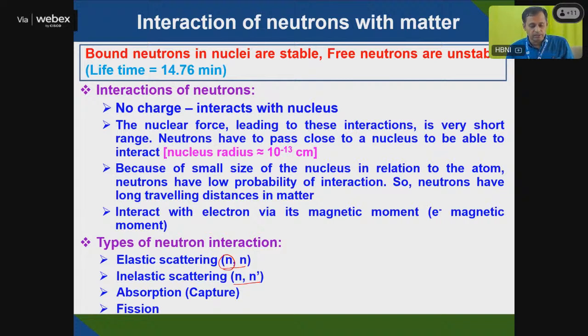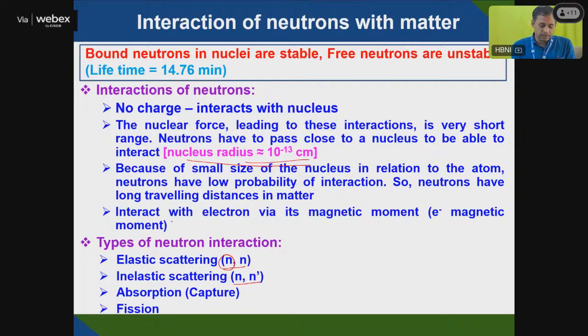So that is no charge here, being no charge, it interacts with the nucleus. This electron and X-ray will be very difficult to come closer to the nucleus. Being no charge, neutron can go closer to the nucleus and then interact directly with the nucleus. You can see the nuclear radius is 10 to the minus 13 centimeter, and in that short range interaction we are able to see here because of the small size of the nucleus in relation to the atom. So neutron interaction probability is very, very less compared to that of X-ray and electron.